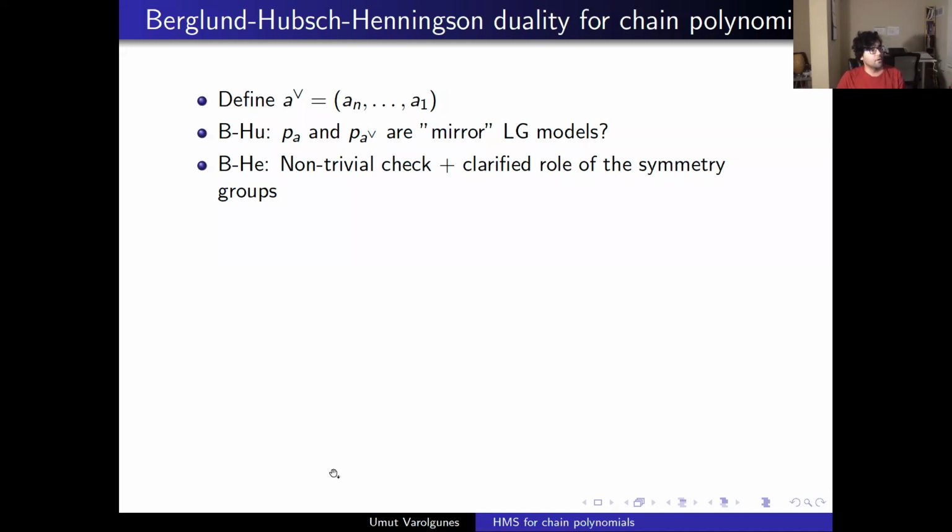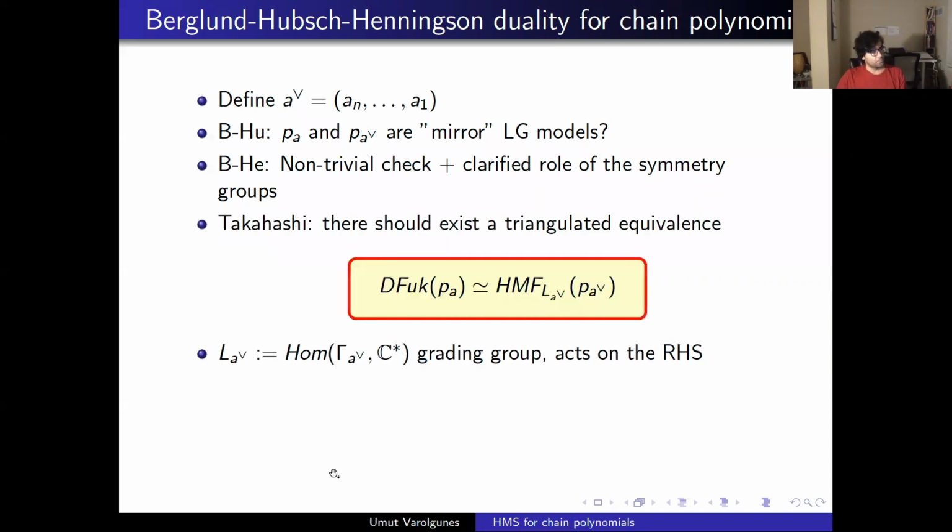In '94, Berglund and Henningson gave some kind of non-trivial check. They computed what they call the elliptic genus for these Landau-Ginzburg models, and the check actually checked that they match. And they also clarified this role of the symmetry group, which I mentioned, but I'm not going to get into this part too much. Okay, and then around 2007, I think, Takahashi reinterpreted this conjecture as an equivalence of categories, like you do in homological mirror symmetry.